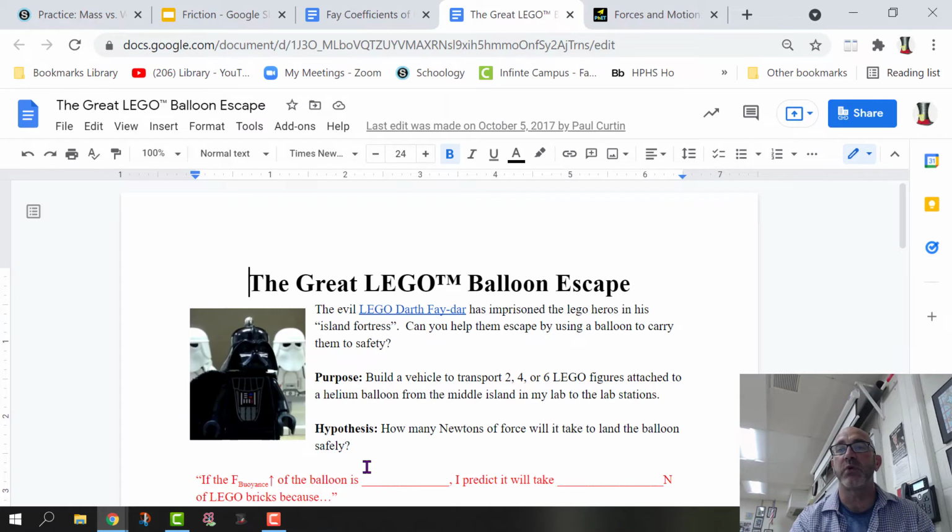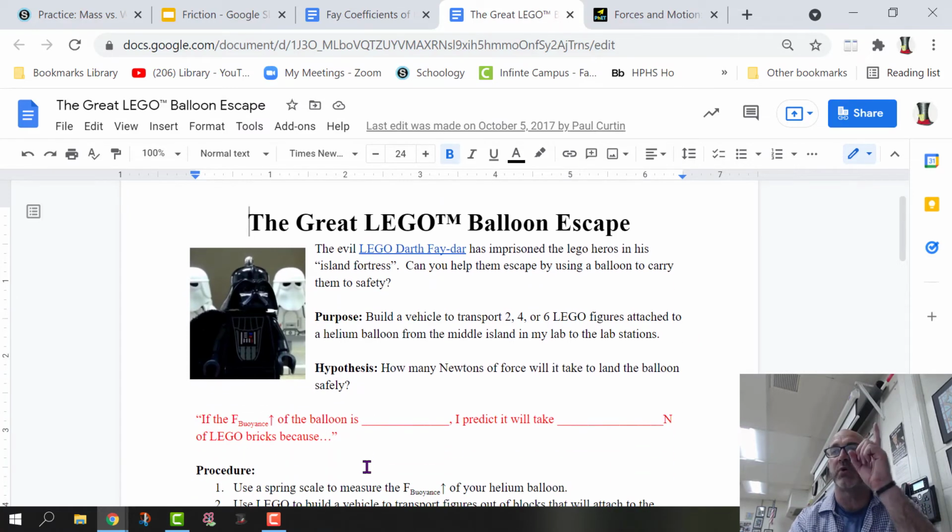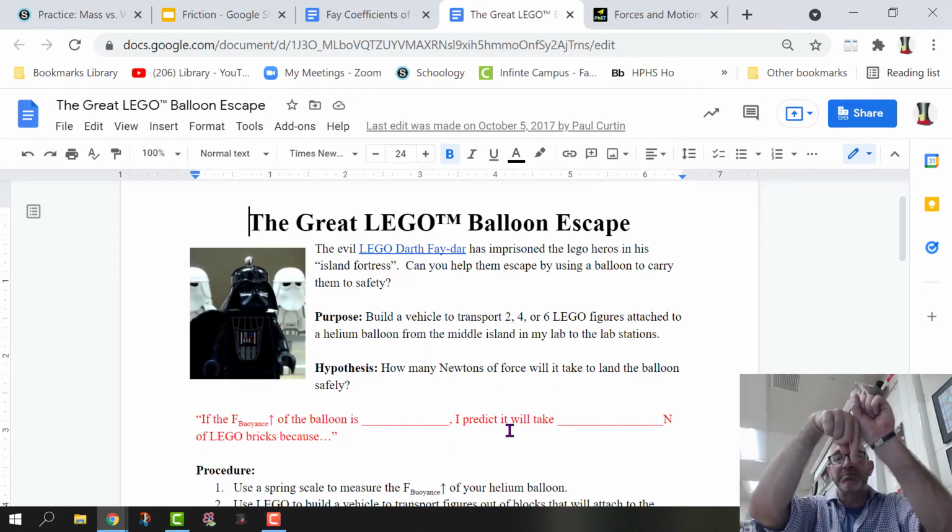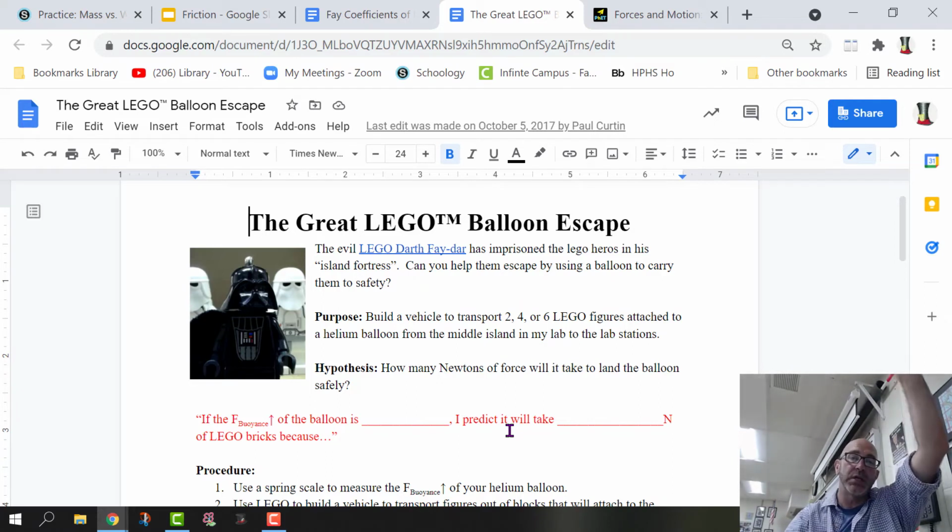If I know what the force of the buoyancy is, that's an up force of the balloon, and I know a particular number, can you predict how much force in this direction your Lego bricks should be in order to get it to float in the middle of the room? Not go straight to the ceiling and you go into space and die, and not down to the floor and you fall into the sea and get eaten by sharks.